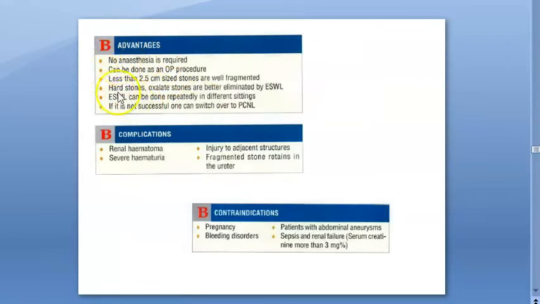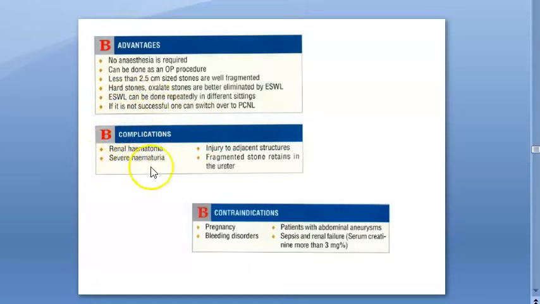Then we looked at the advantages of ESWL. No anesthesia is required. You can do it as an OP procedure. You can eliminate oxalate stones, etc. And you can do it in repeated different settings. If it is not successful, then you have to go to PCNL, that is percutaneous nephrolithotomy, which we will come to.